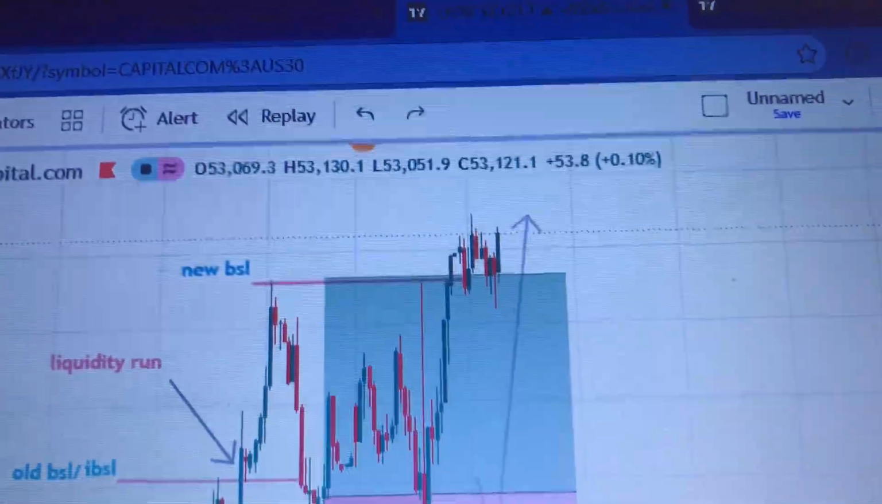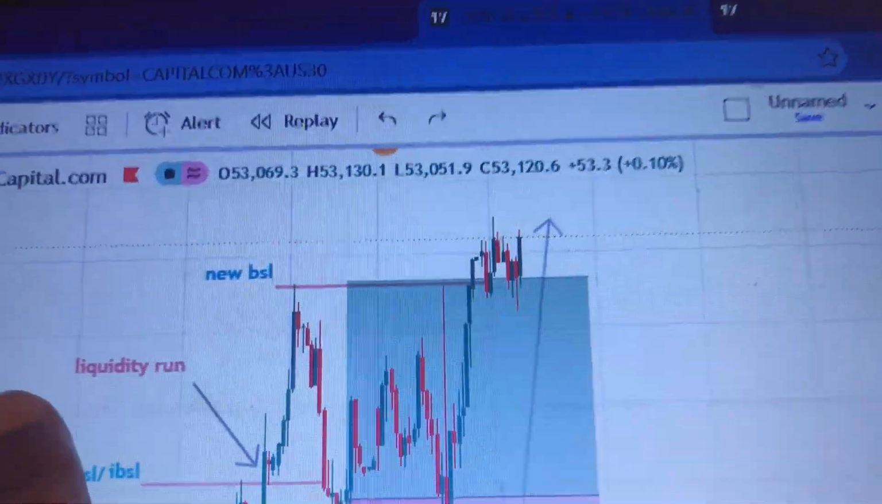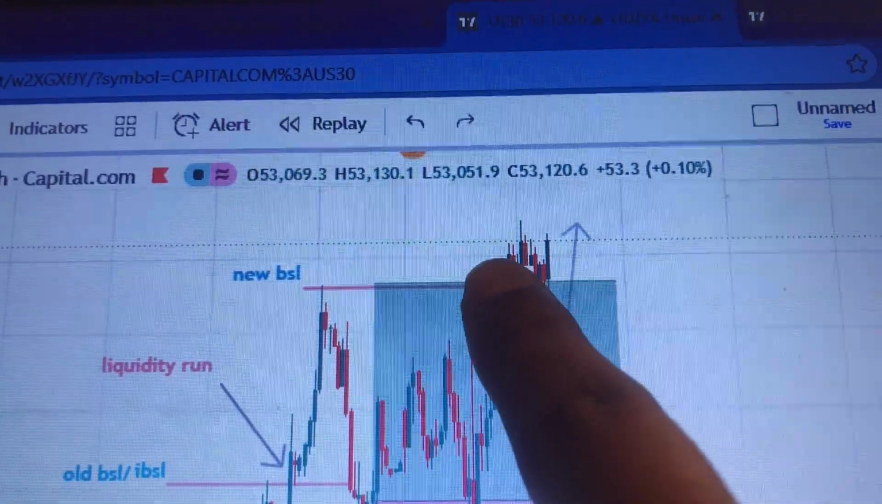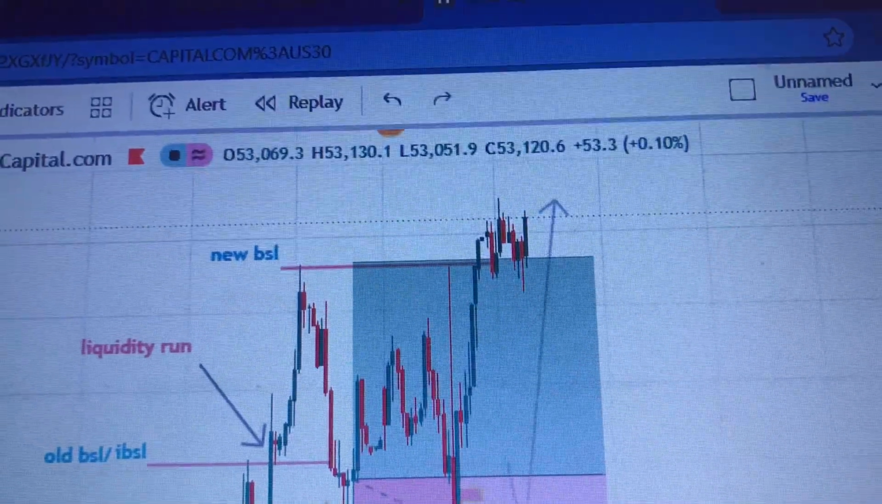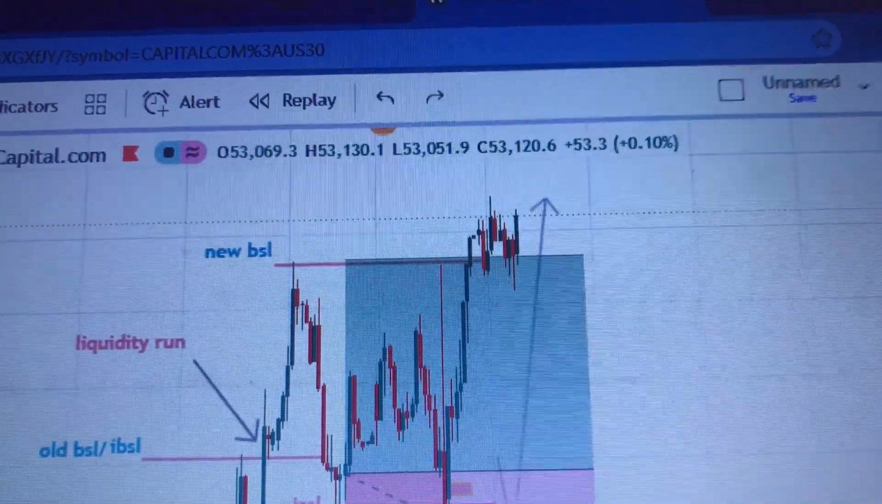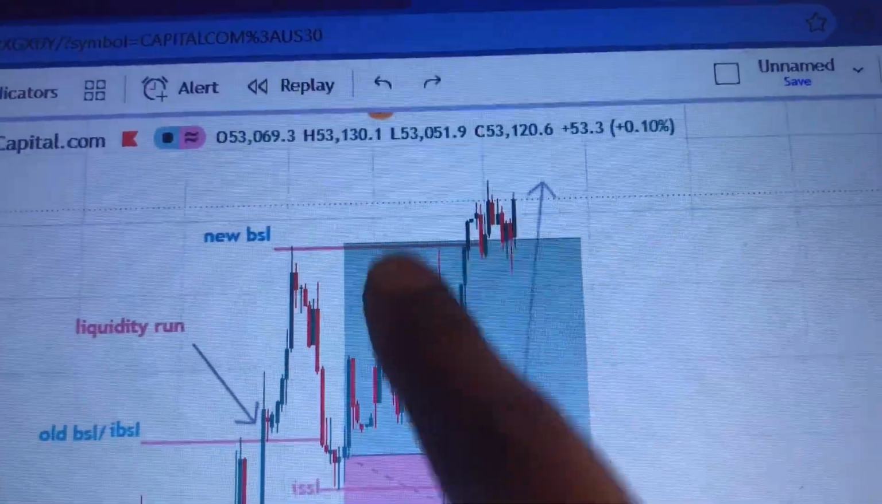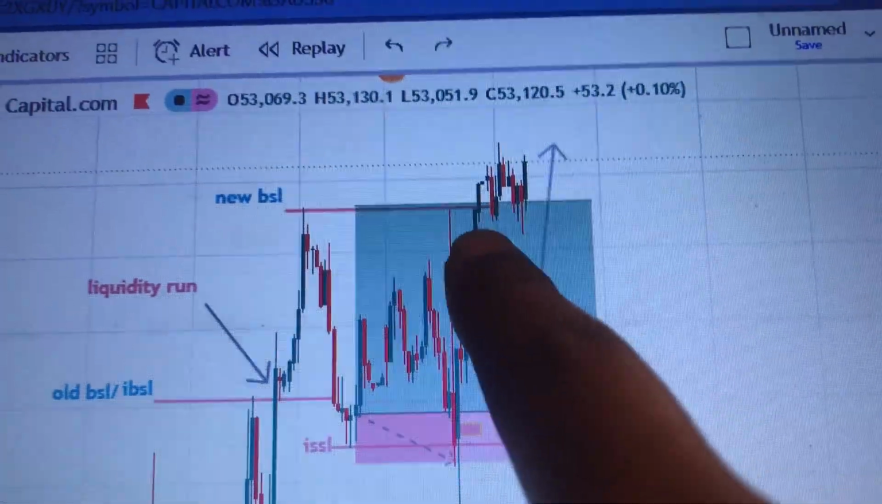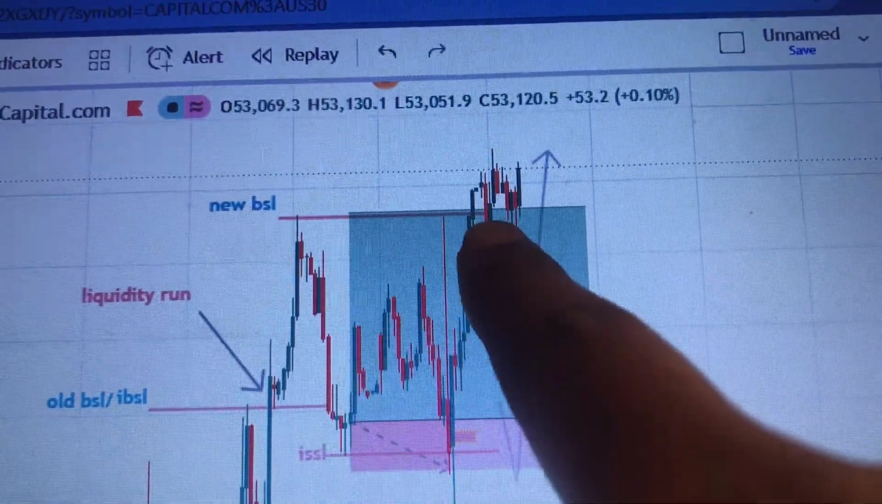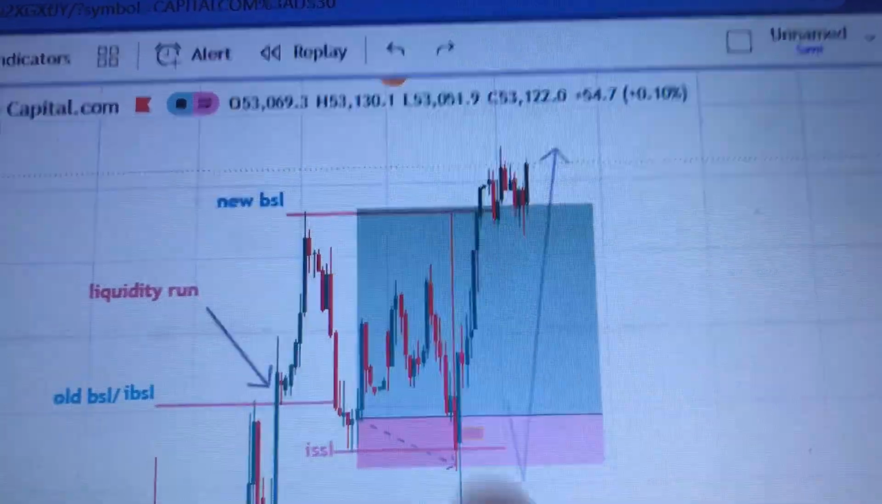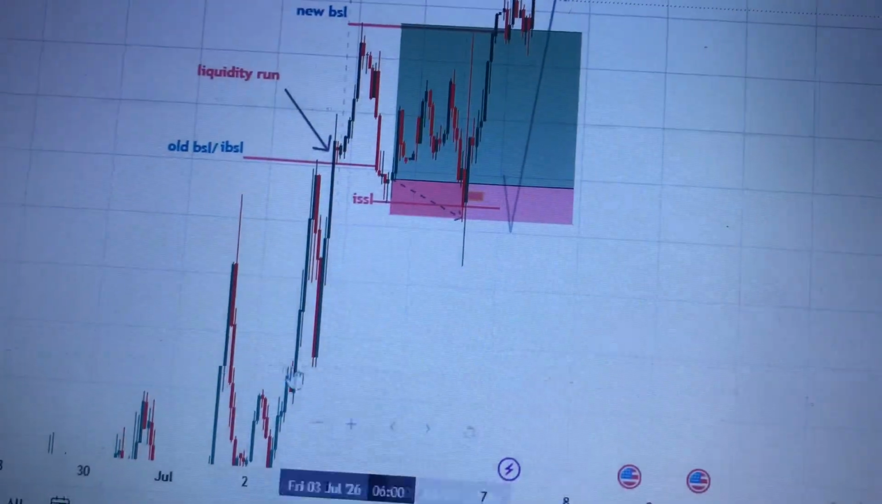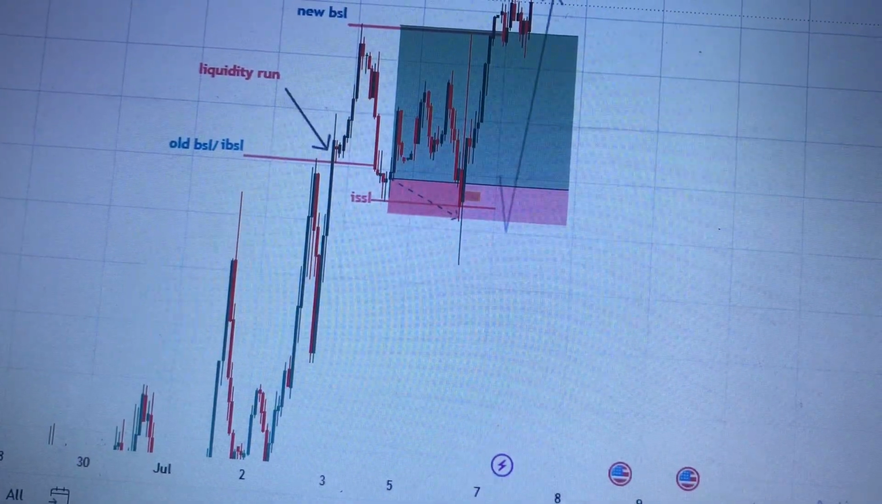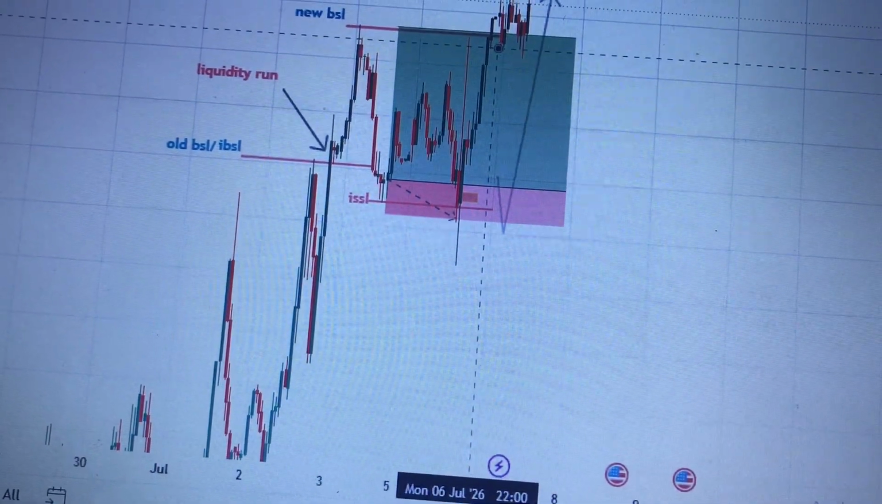So which means the very same thing that happened here, a liquidity run, which means we should still continue looking for buys on US30, right? And look what happened. The very same thing that happened here, it happened here, right? And then look, it formed a new internal source of liquidity. Let me just identify that with you, because I just woke up actually and I'm seeing this, you see?